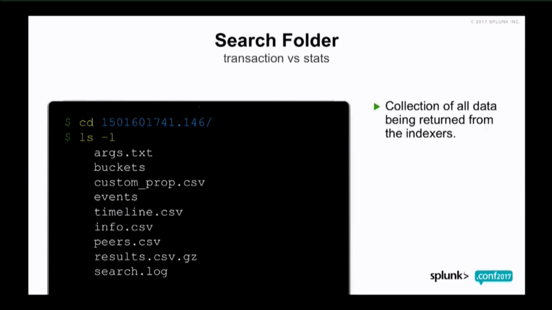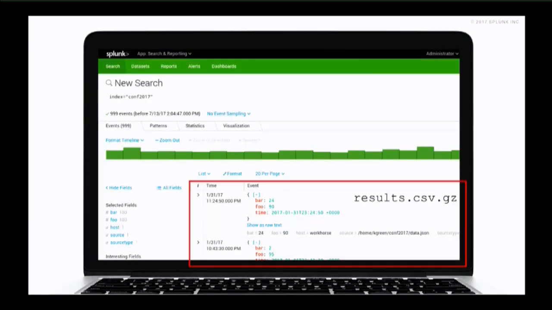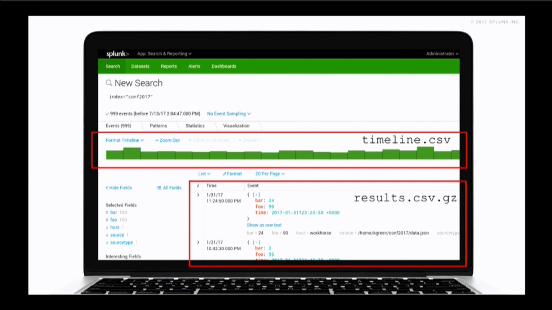This is a collection of all the events that are being returned from the indexers. So if there are multiple indexers, they're going to throw all their stuff back at this folder. If you watch this folder on a live search, you'll see stuff being written, deleted, overwritten, touched, all sorts of stuff. For today, again, 2 files that we want to take note of here. The results.csv.gz is our actual compressed events that we'll see in the UI, along with timeline.csv, which is going to be the UI timeline bar. This is where your results live, and this is where the timeline gets generated.